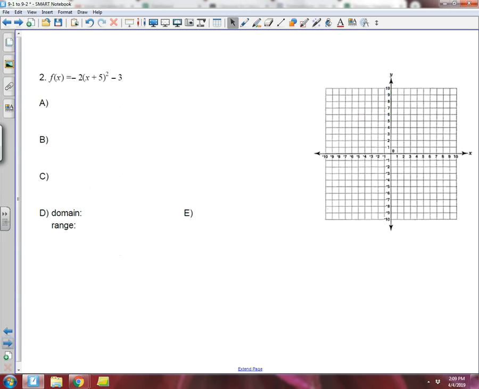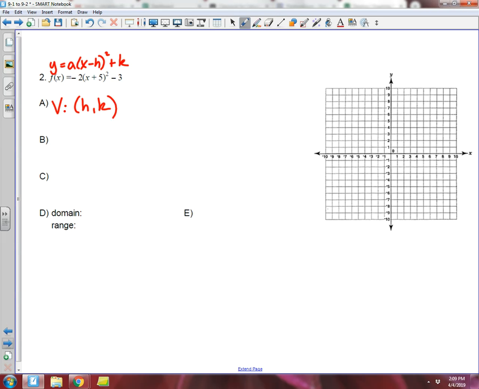Do you agree that this is vertex form? Because it's got parentheses and it's squared. Okay, so vertex form, I'm going to write right up above it. Looks like that. To find the vertex, that's the most important point, we're doing h comma k.